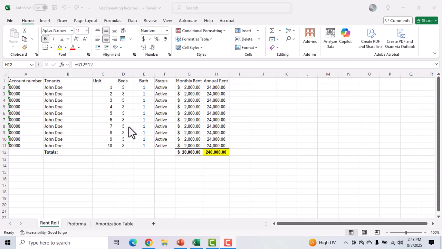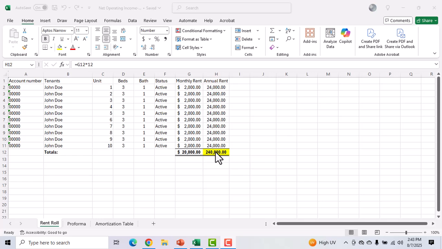For this example, we're going to start off with a multifamily property. So we'll assume that we have a 10-unit multifamily property. We have our monthly rents in the amount of $2,000 a month, and then we have our annual income on this property.